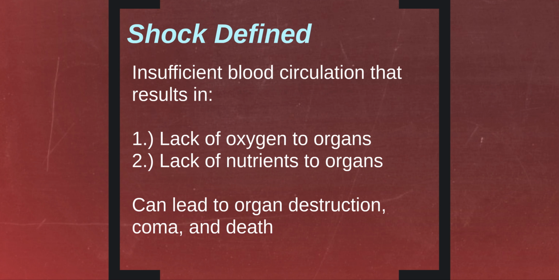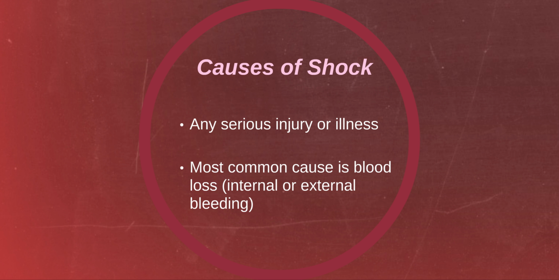Shock is defined as insufficient blood circulation, which results in a lack of oxygen and a lack of nutrients being transported to vital organs. This can lead to organ destruction, coma, and death. Any serious injury or illness can cause shock, but the most common cause is blood loss. This could be from an internal or an external hemorrhage.